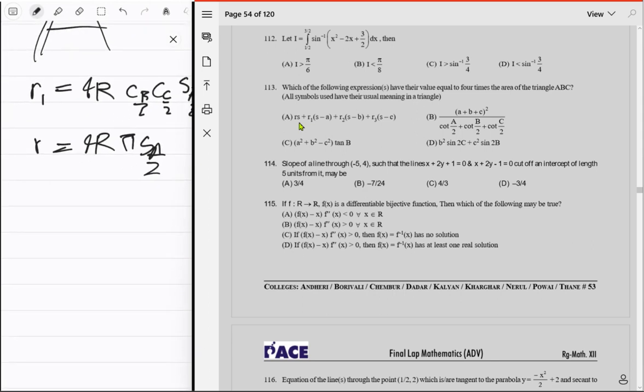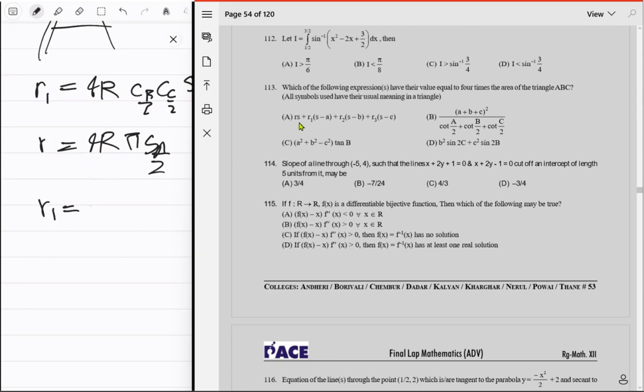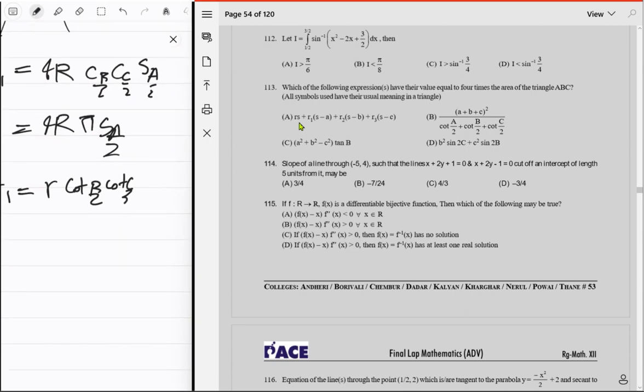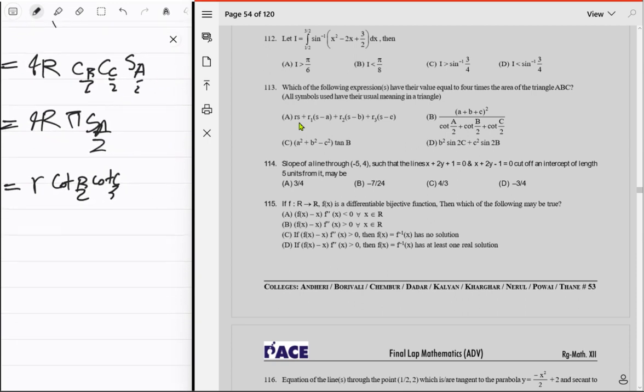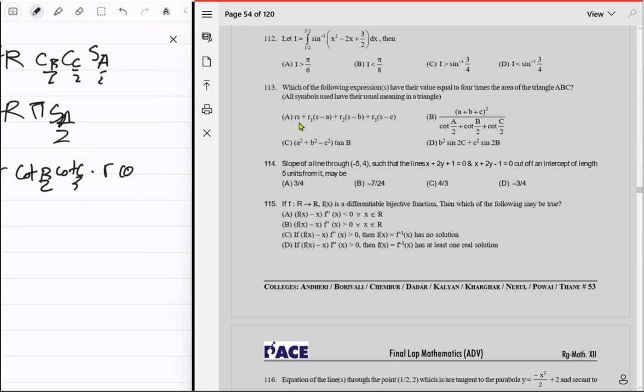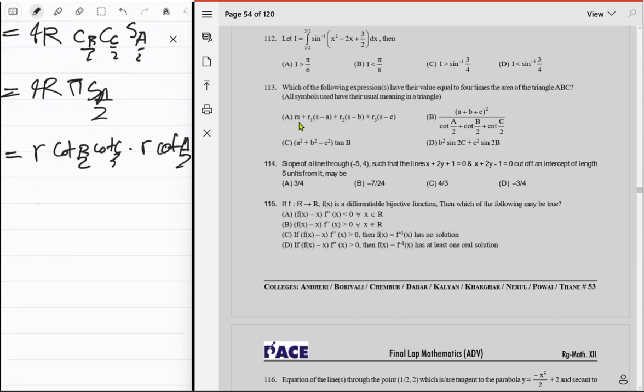हर जगह पे. So that means R1 is equal to R times cot B upon 2 cot C upon 2, and then S minus A is just once again R. So R, but then cot A upon 2, right? Yeah, so just basically क्या होगा, R square product of cot A upon 2. Interesting.